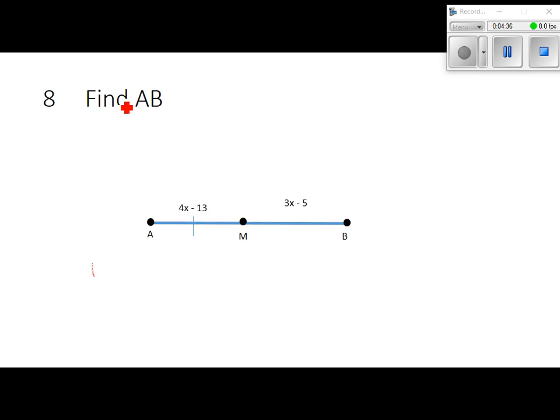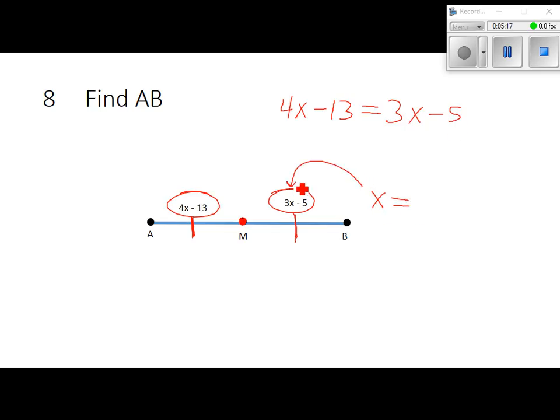Number 8. My tick mark didn't get put on there somehow. So we have this, these tick marks tell us that these two segments are congruent to each other. And that tells us that M is the midpoint of segment AB. And since we know these two are congruent, all you're going to do is take these two expressions and set them equal to each other. So you have 4x minus 13 equals 3x minus 5. You solve that, you're going to figure out what x is. Once you figure out what x is, then you take x and plug it back into one of these.